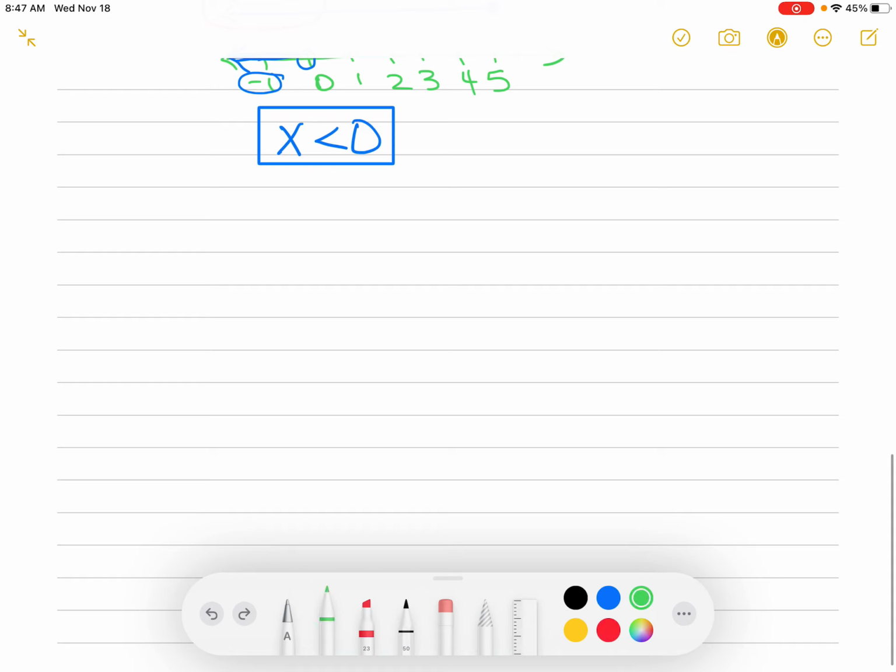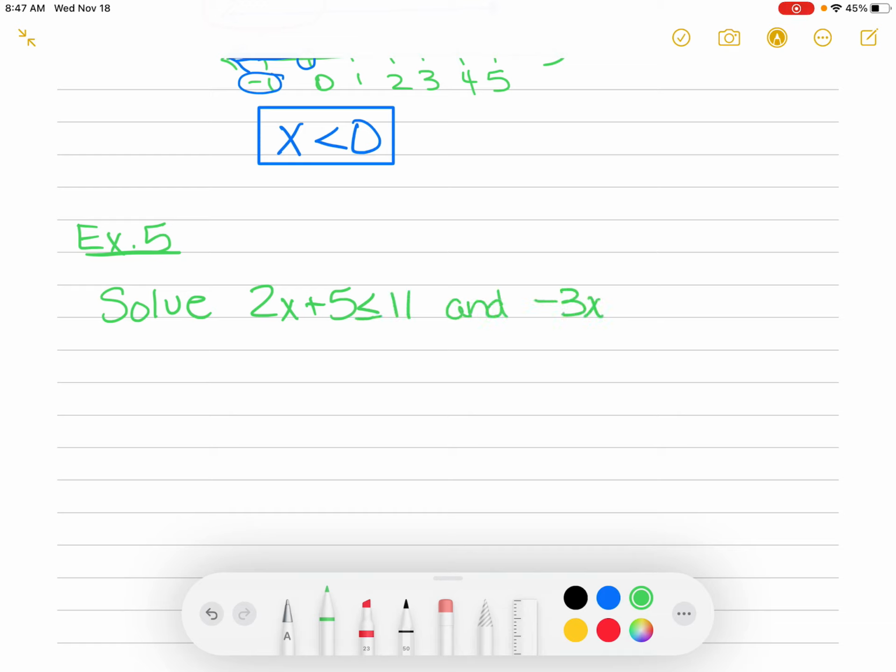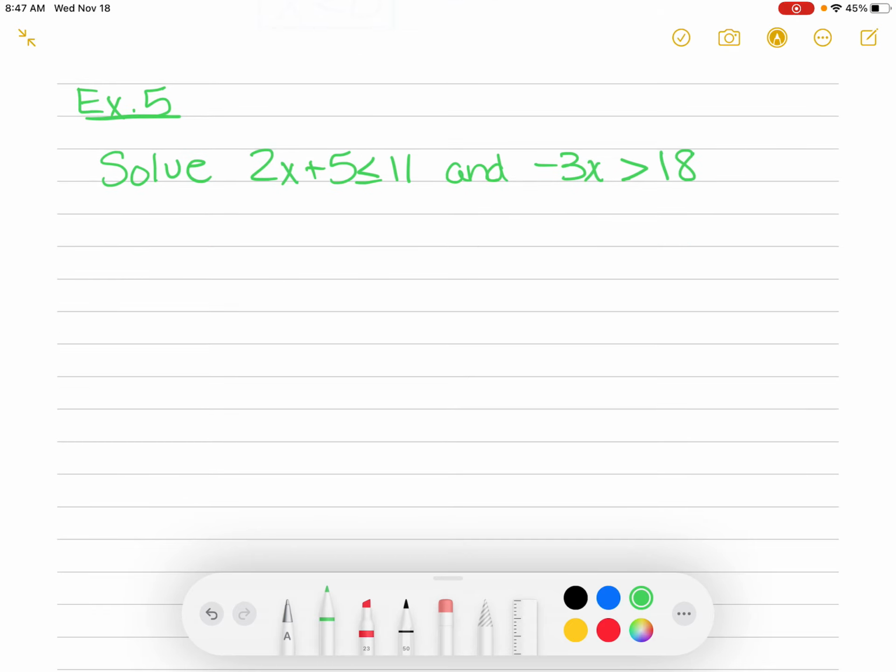Okay, and then the last example, example 5. Example 5 says solve 2x plus 5 is less than or equal to 11, and -3x is greater than 18. So it wants to know, when are both of these true? That's kind of what we're doing with conjunctions. We're trying to take two problems and merge them together, saying when are they both true.